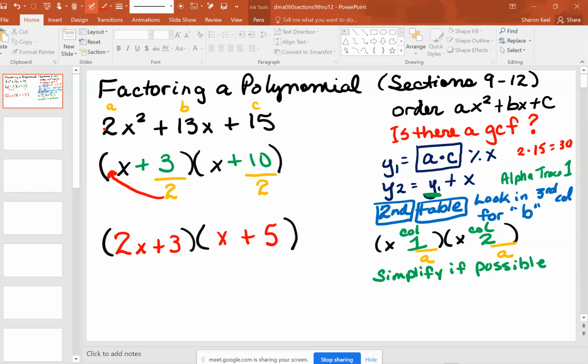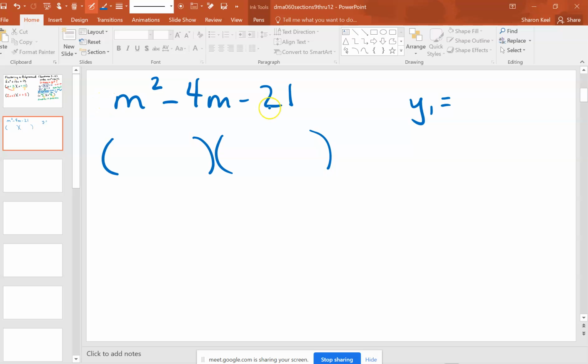I'm going to give you m squared minus 4m minus 21. I'm not going to rewrite all the steps, but I am going to write what we would type in on y1. We're going to factor into two parentheses. My a is a 1, b is negative 4, c is negative 21. So a times c is 1 times negative 21. So what I have here is going to be negative 21 divided by x. That would be my a, and my c is 1 times negative 21.